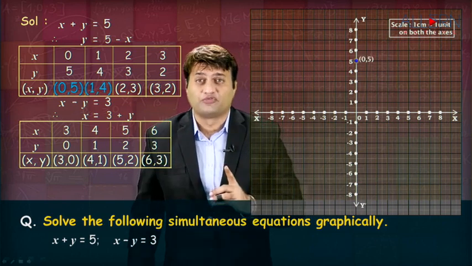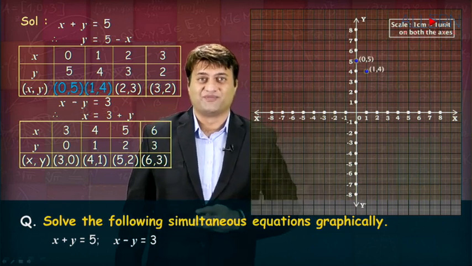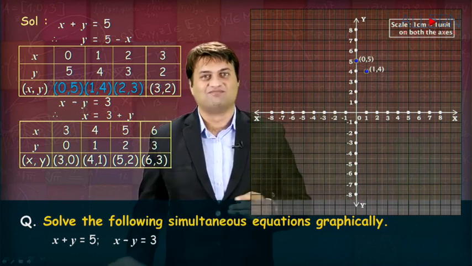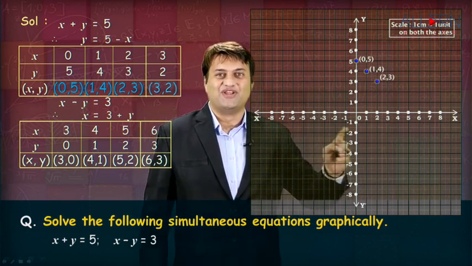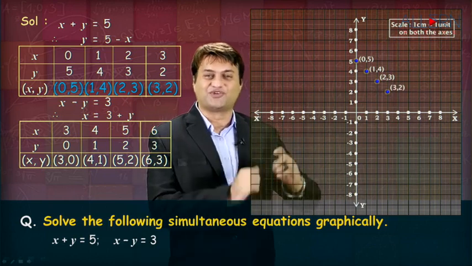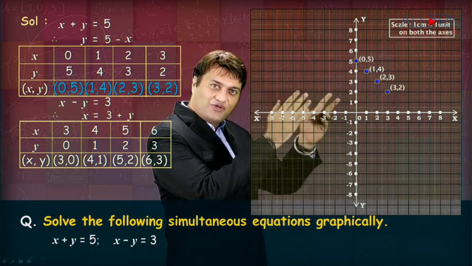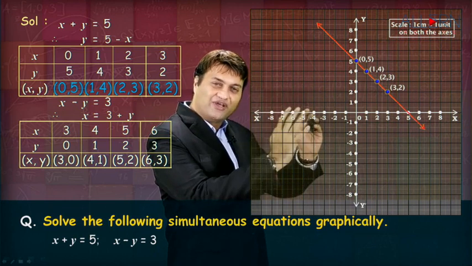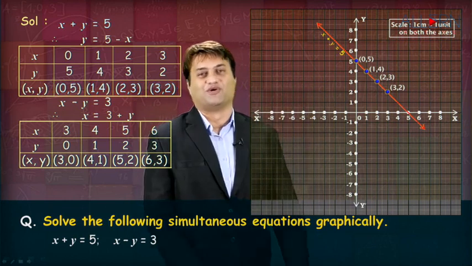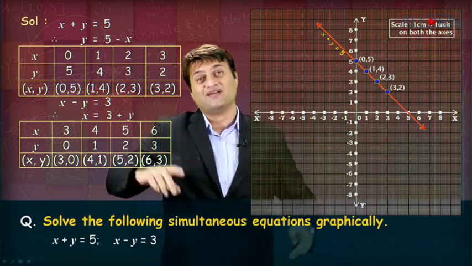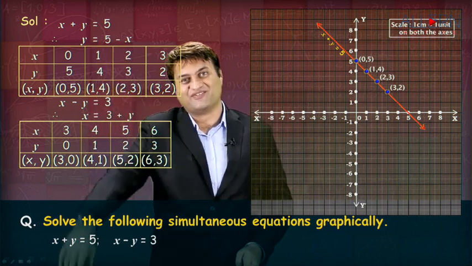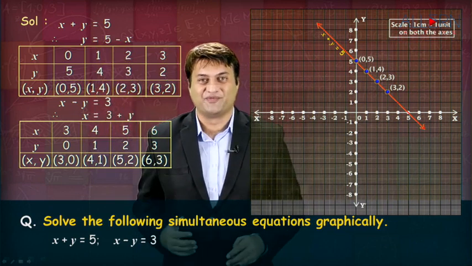1 comma 4 in the first quadrant. 2 comma 3 in the first quadrant. 3 comma 2 in the first quadrant. You all can see all the 4 points are collinear. Join them. Don't forget to write the equation on it. Which equation is to be written? This one which is given in the question, right? X plus y is equal to 5.